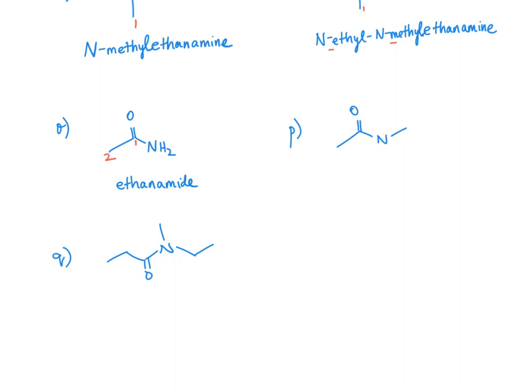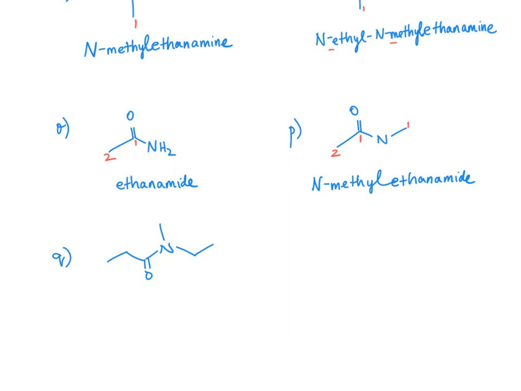Let's try P. 1 carbon here, number away from the single bonded nitrogen. So again, we have 2, so there's ethane and amide. What else is bonded to the nitrogen besides hydrogens? Well, actually there's a methyl group. Here it is. There's a methyl group there. So we indicate N-methyl ethanamide.